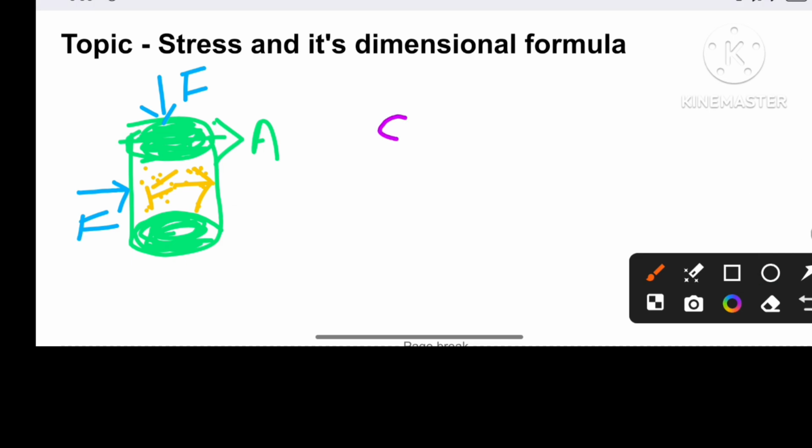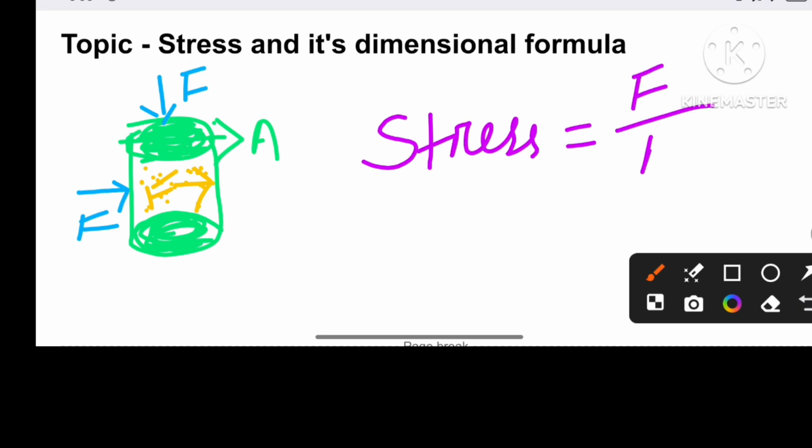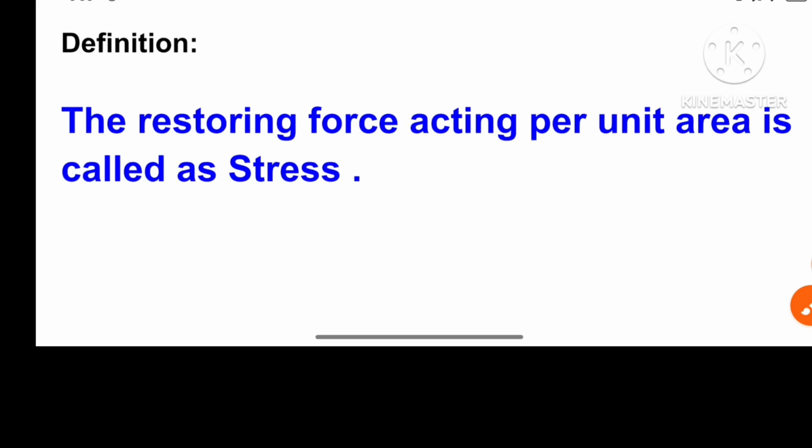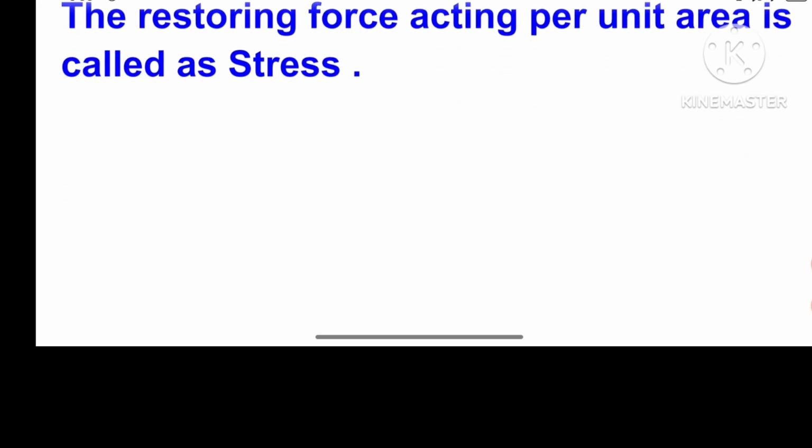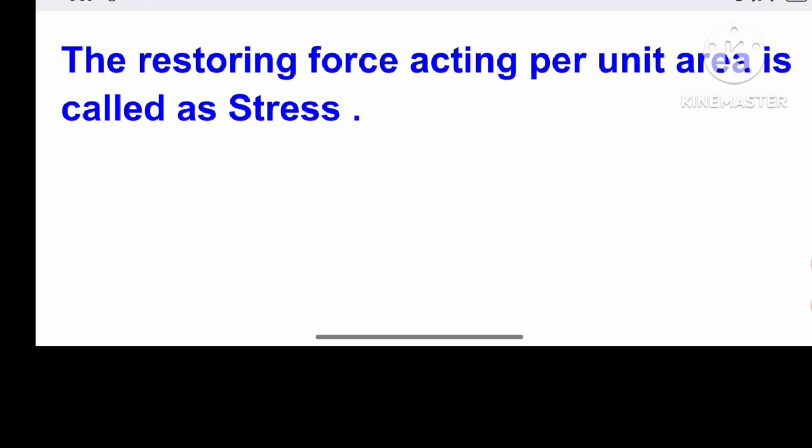stress, I can write it as stress equals force upon area, that is force upon area. जितना भी आपका फोर्स लगेगा एक यूनिट क्रॉस सेक्शनल एरिया में, उसको हम स्ट्रेस बोलेंगे. Then now we will see the definition. The book definition of stress is telling: the restoring force acting per unit area is called stress. The restoring force acting per unit area is called stress.